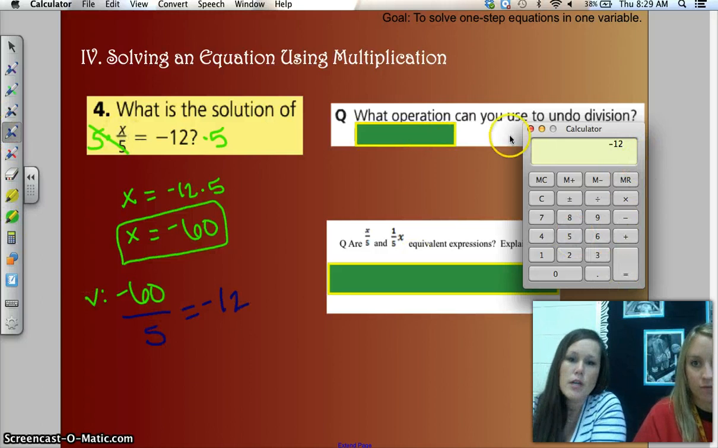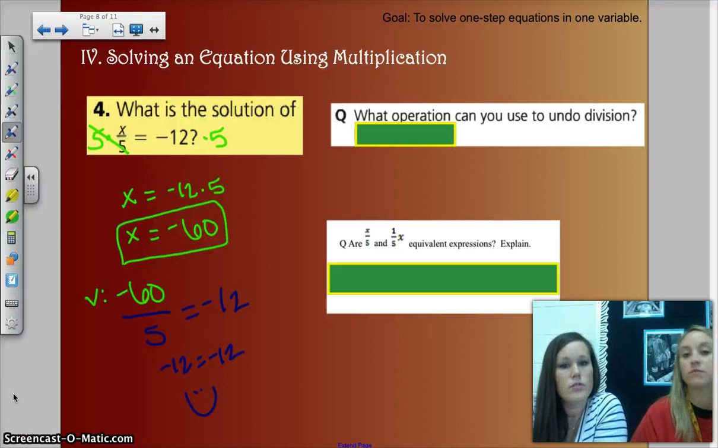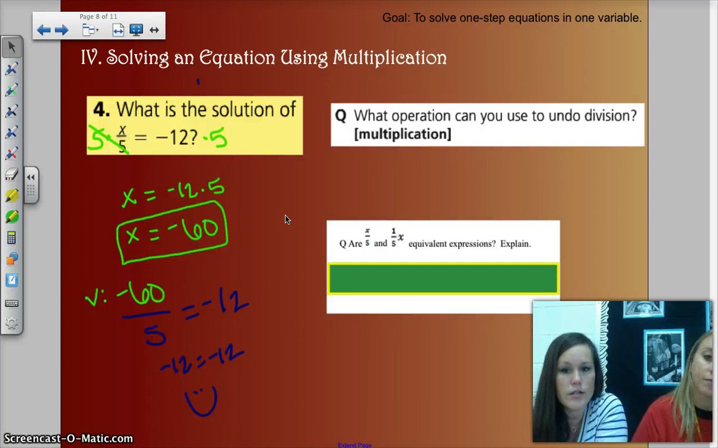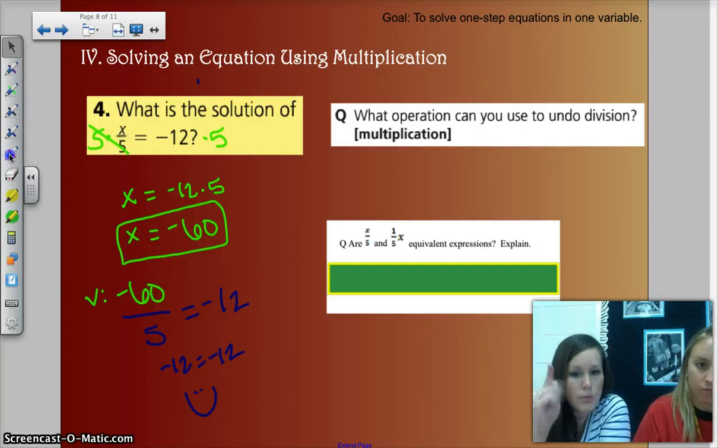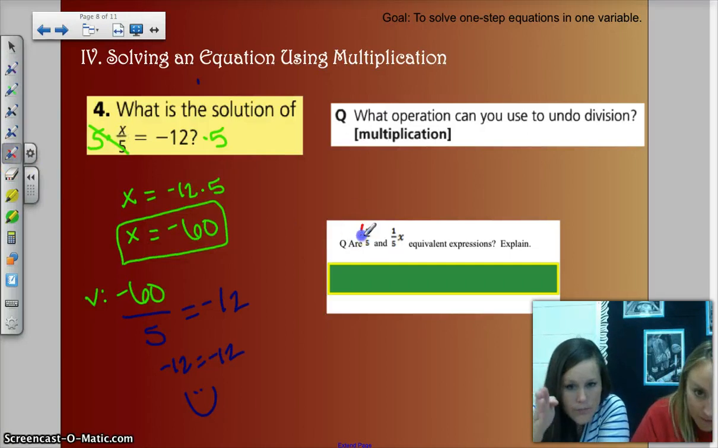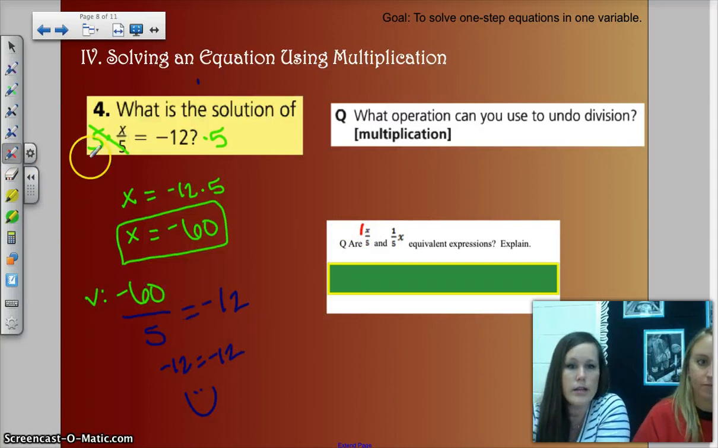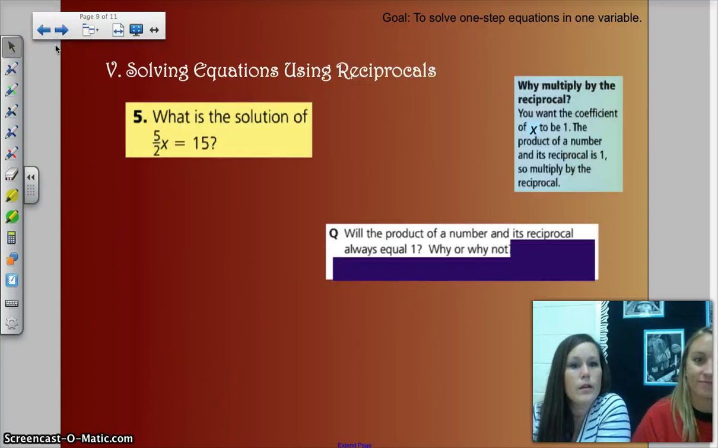We're good. Okay. What operation can you use to undo division? We already talked about that. We're using multiplication to undo division. Yep. And then look at this question at the bottom. Are x over 5 and 1/5 x equivalent expressions? Explain. Yes, because there's an invisible 1 right there. So it's 1x over 5 or 1/5 x. Yep. Same song and dance, friends. For those of you that want it shown, there it is.